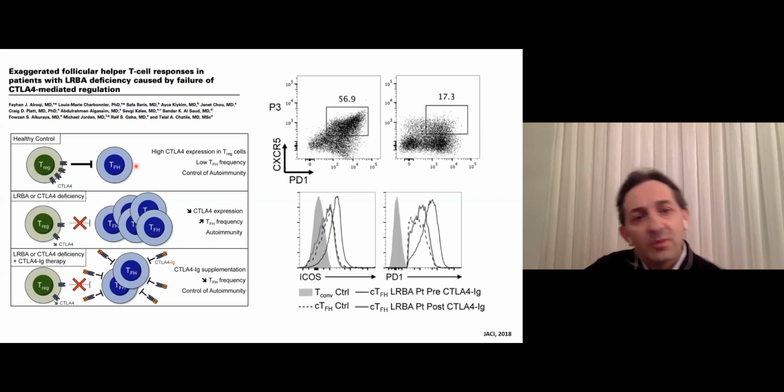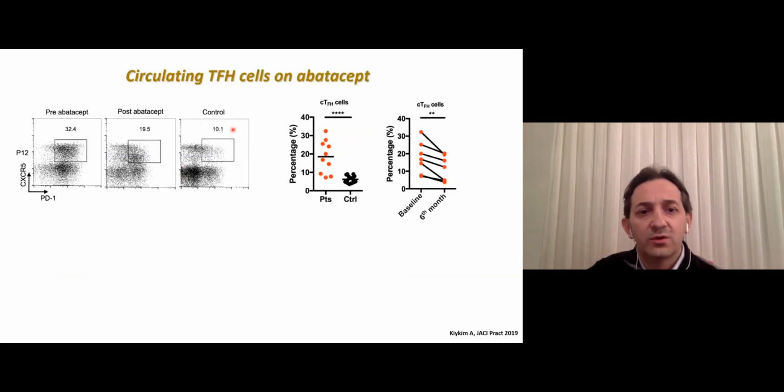Also here, in collaboration with Professor Talal Chatila from Boston Children's Hospital, we looked at LRBA deficient patients, who have a high level of follicular helper T cells, especially due to the insufficient CTLA4-mediated Treg expression that leads to the high level of TFH. These cells also have highly activated markers like ICOS and PD-1, and those markers and cells decrease nicely with abatacept therapy. So we also checked these cells in our cohort.